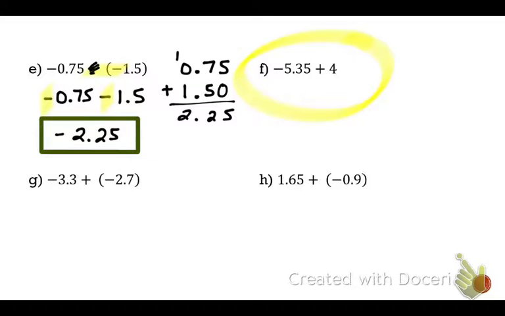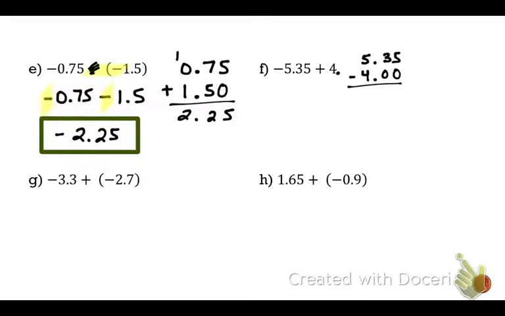Moving on, let's come over here to problem F. Thomas, do I have the same sign or a different sign? Different sign, so what do I have to do? Subtract and take. What is the larger absolute value? 5.35 or 4? 5.35. So I'm going to take that larger absolute value and put it on top. And now I'm going to subtract the 4. Now if you remember with a 4, the decimal point comes after it. So we're going to put it right here, 4 point. And what can I put in the blank right there? Let's put 2 zeros.